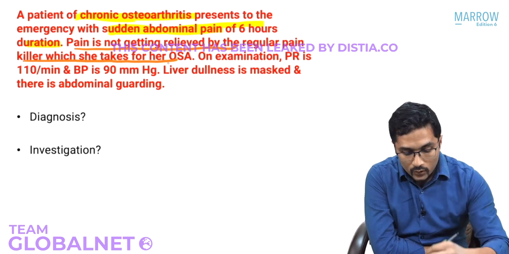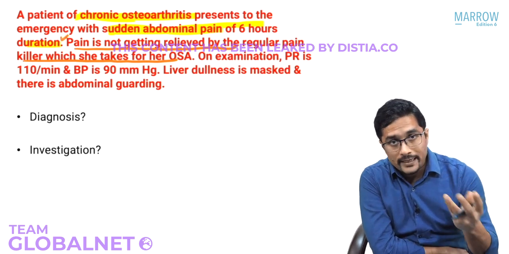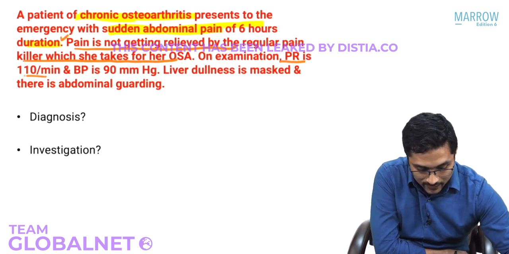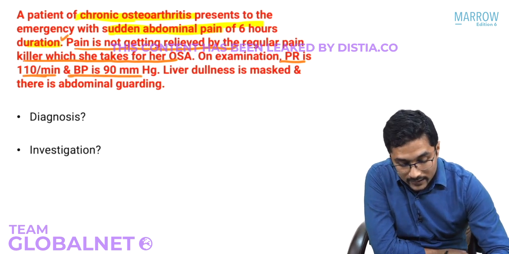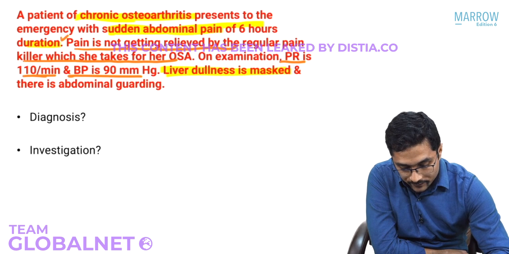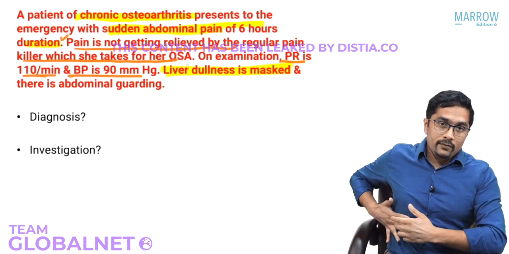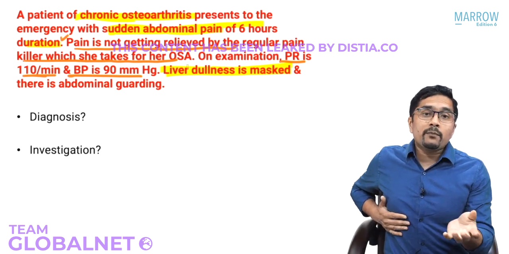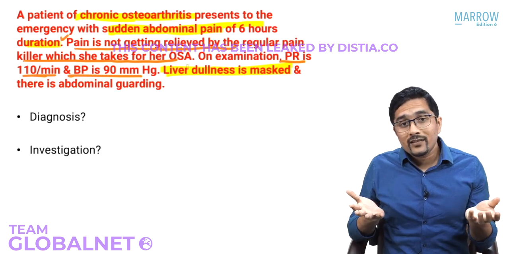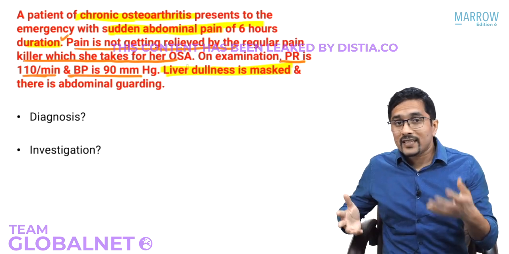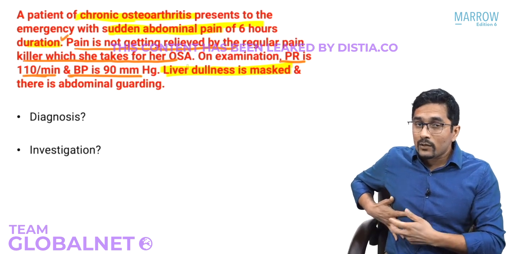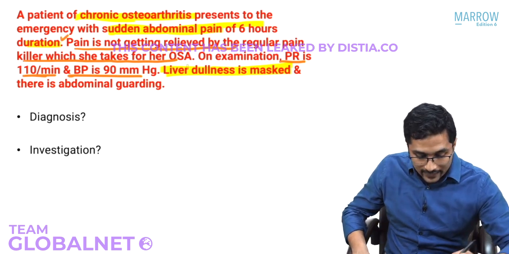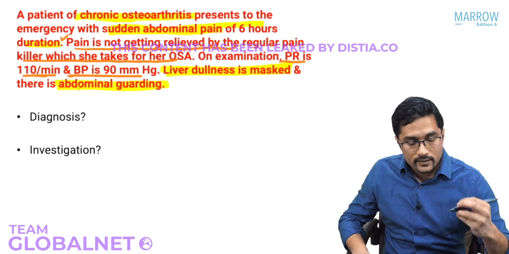Correct. So now the pain is not getting relieved by taking those regular painkillers, and the patient has sudden abdominal pain. There is tachycardia, blood pressure is low, the liver dullness is masked. Normally, when you percuss the liver, there is a dull note which you will get. But when will the liver dullness be masked? When you have air inside, right? So if there's gas inside, then the liver dullness is going to be masked. So when will you get gas? If there is a perforation, and there is abdominal guarding also present.